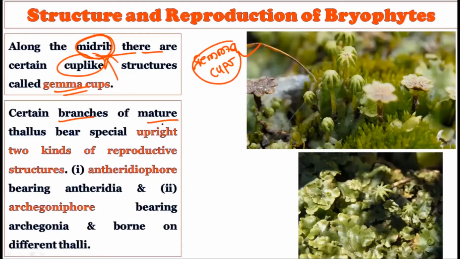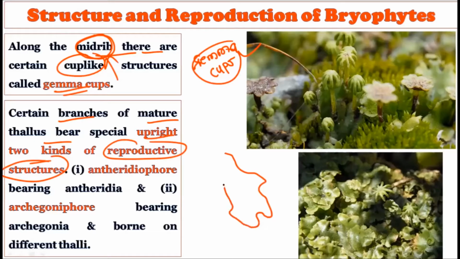Then there are certain branches of the mature thallus that bear two kinds of upright reproductive structures. Of course, the gametophyte, as we have discussed in the last slide. This gametophyte forms the gemma cup along the midrib like this, and it also bears two kinds of upright reproductive structures. So there are two kinds of reproductive structures formed by these gametophytes, which are upright from their body surfaces. They are not prostrate. Whatever the two reproductive structures created there, they are not prostrate, but they show an upright habit. Okay, how are they? They are erect, they are upright. So from this thallus, the two structures are coming upright like this.